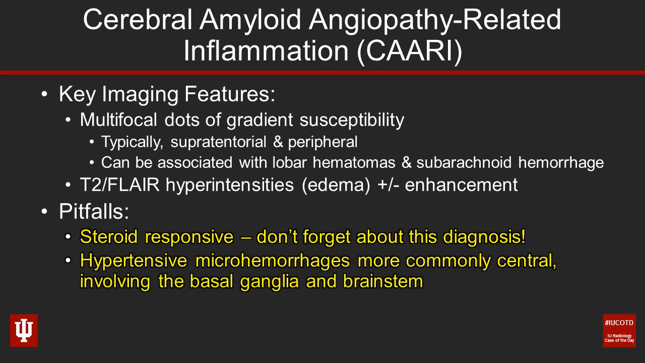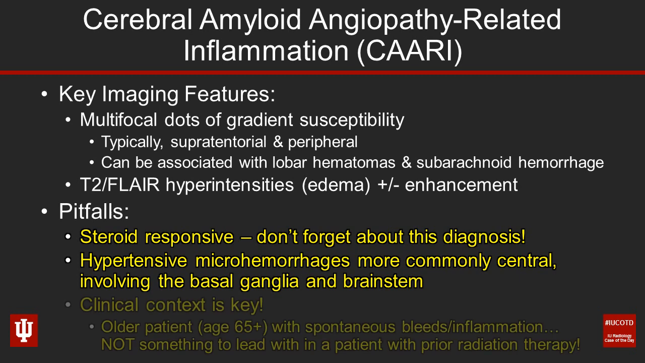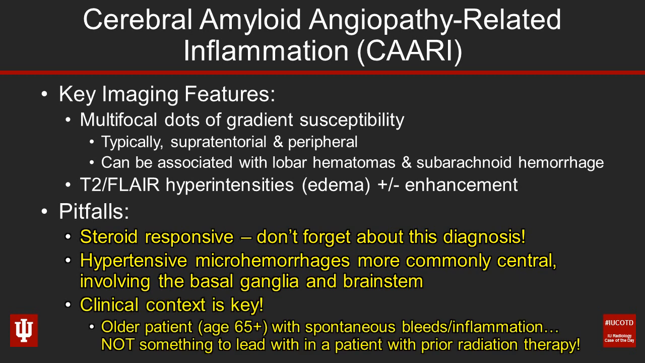And then it's also important to keep in mind that these, unlike hypertensive microhemorrhages, tend to have a different distribution in terms of where you find them within the brain. So hypertensive microhemorrhages are more commonly going to be central, may involve the basal ganglia, the brainstem. That doesn't mean that cerebral amyloid angiopathy cannot, but more characteristically, we see this supratentorial and peripheral. So if you see a patient that has a striking central distribution to the microhemorrhages, be thinking about other etiologies like chronic hypertension.